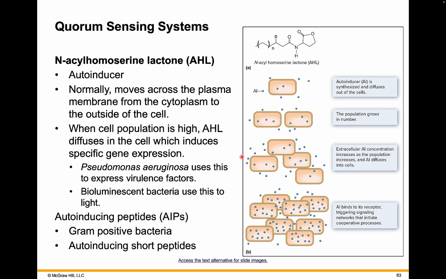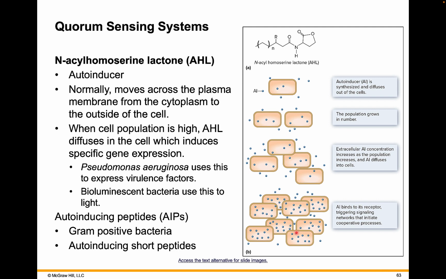So one of the systems is this acyl homoserine lactone, and this is what is called an autoinducer. It normally moves across the plasma membrane from the cytoplasm. When the cell population is low, you can see the autoinducers are being synthesized and the population is growing in number, but at this time it is not triggering anything. At one point, when there are plenty of cells, the autoinducer molecule will reach a critical threshold, and at that time it binds to its receptor, triggering a signaling network that initiates a cooperative process of doing something cooperatively.